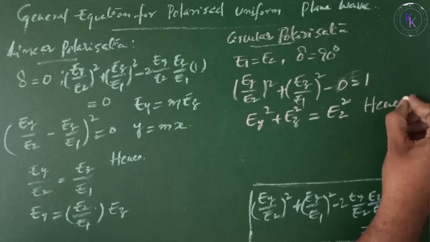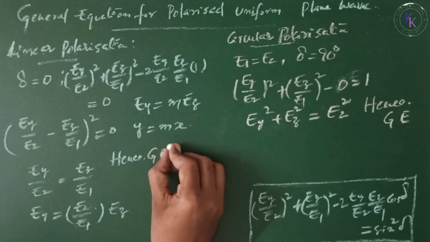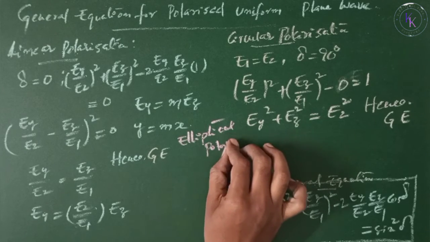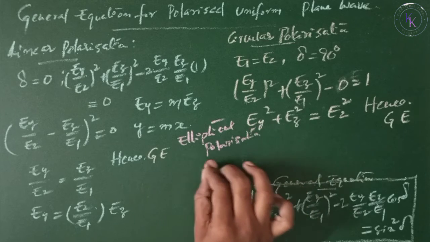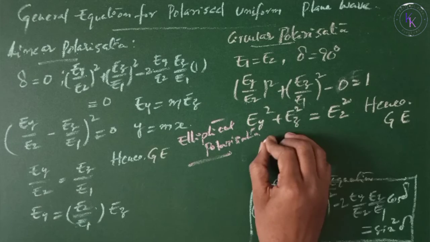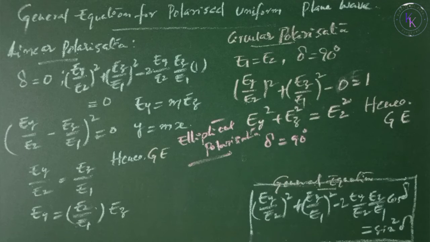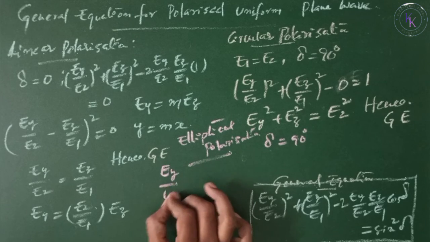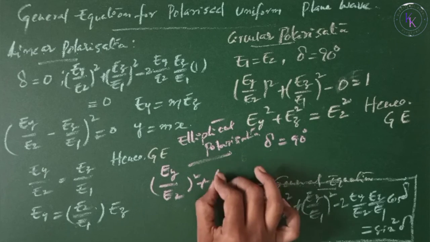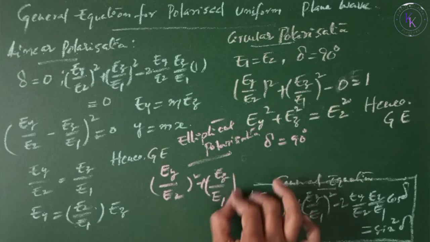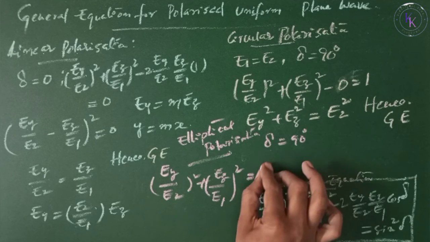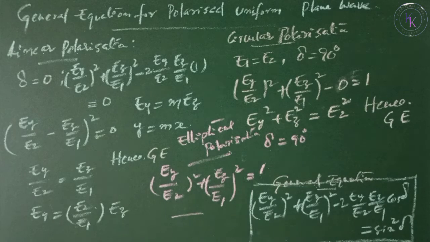Hence the general equation. Elliptical polarization. For elliptical polarization, the condition is that delta must be 90 degrees. Then substituting this condition, you are going to get similarly (Ey by E2) whole square plus (Ez by E1) whole square and cos 90 degrees. So this term will be 0 and this term will be 1, equals 1. And this equation represents the ellipse. Hence the general equation can represent an elliptically polarized wave.